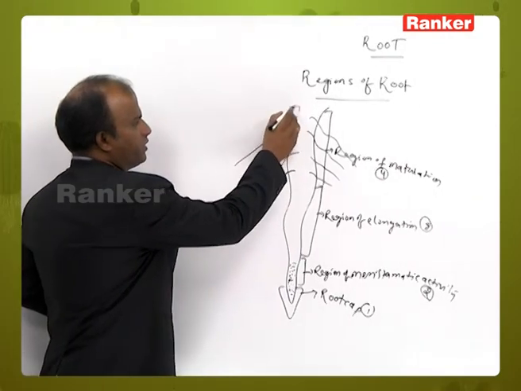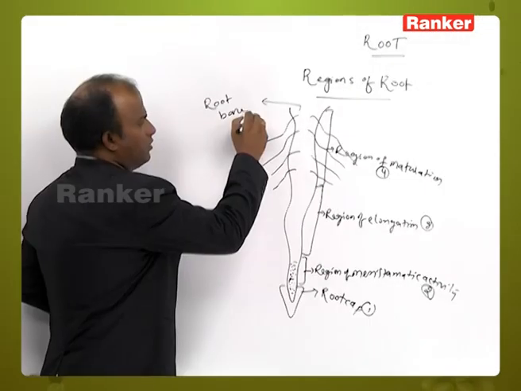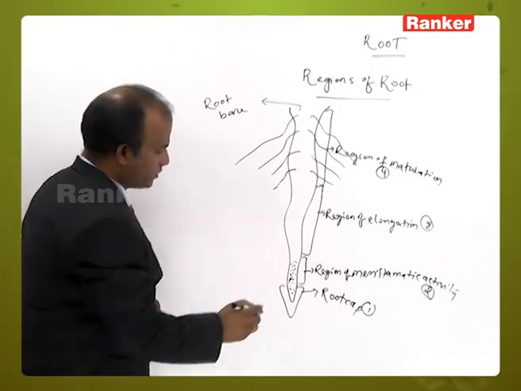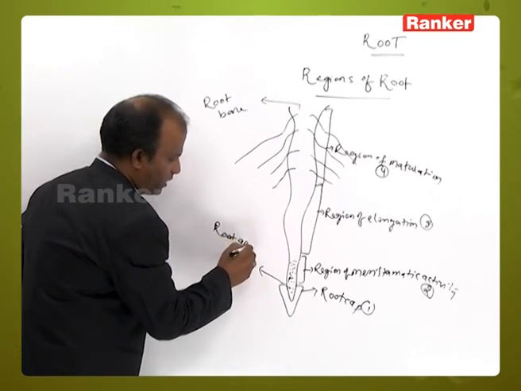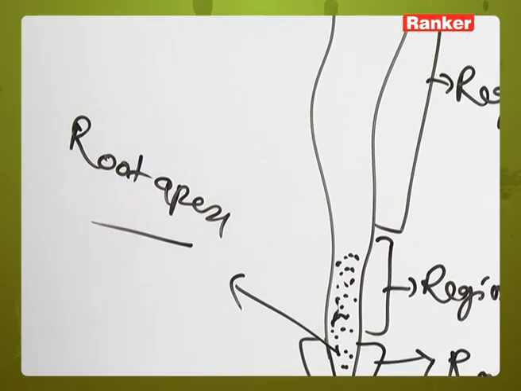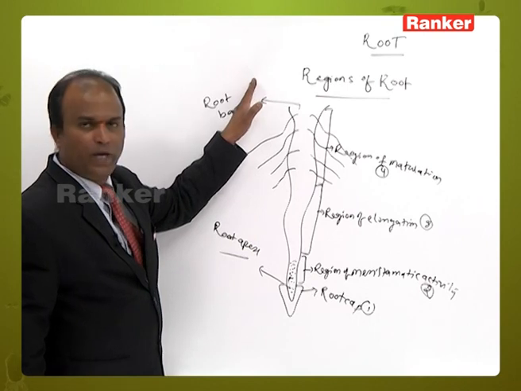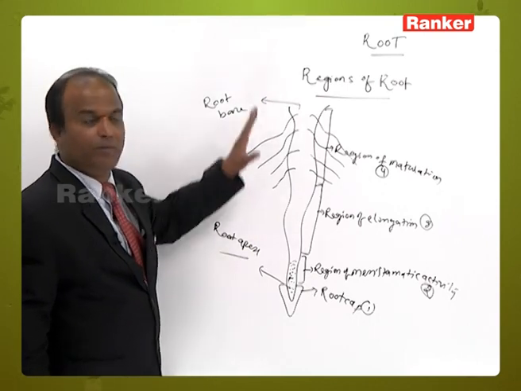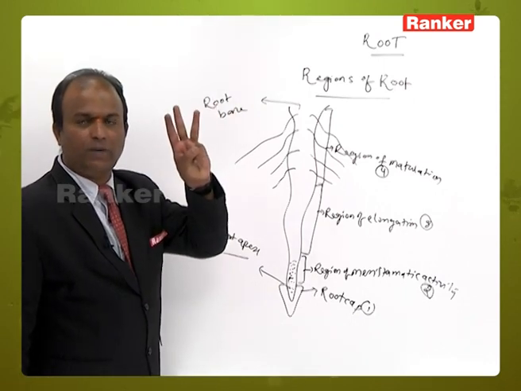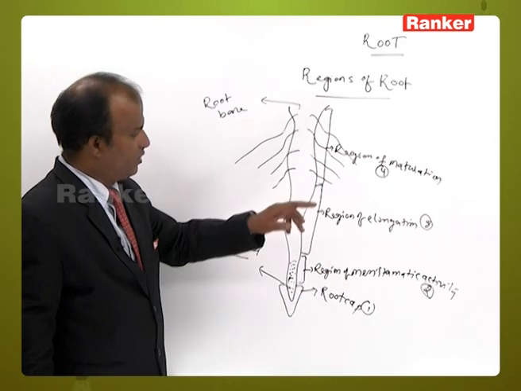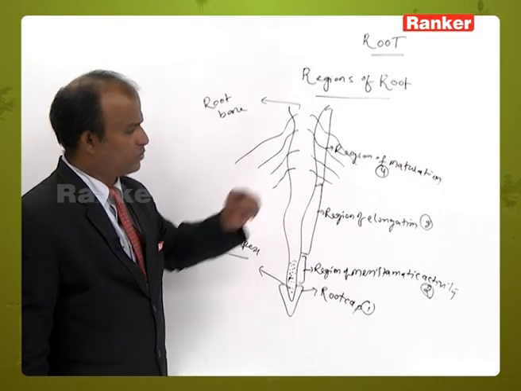Can we call this region as root base region? Yes, we can call that one as root base region. And this region is called as root apex region. Now, the root shows mainly the root base and the root apex. In between the root base and root apex, it shows 3 parts, that is region of meristematic activity, region of elongation and region of maturation.